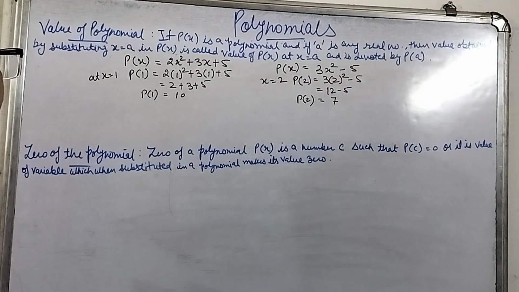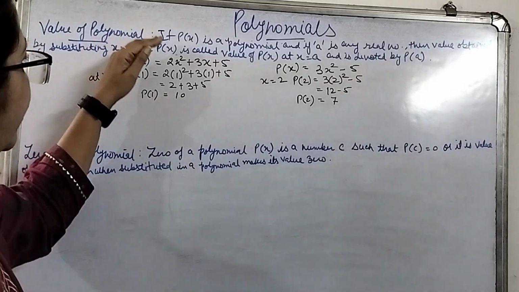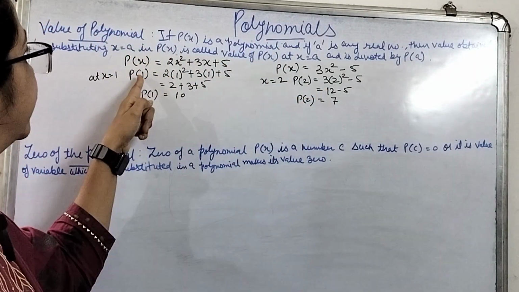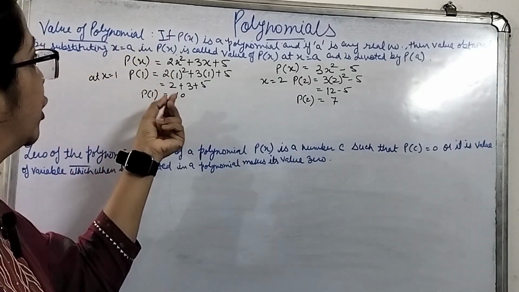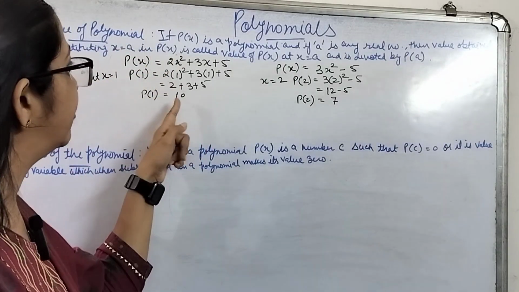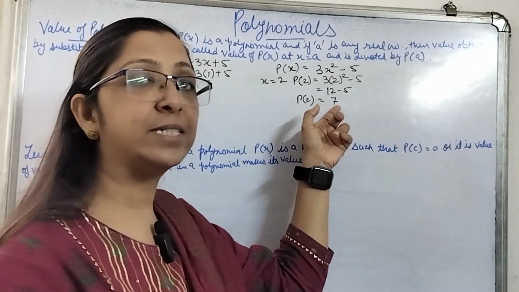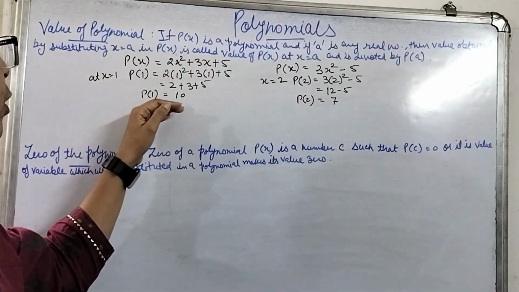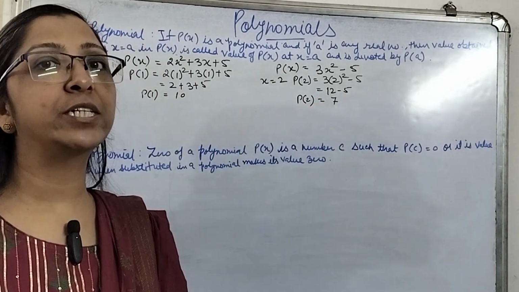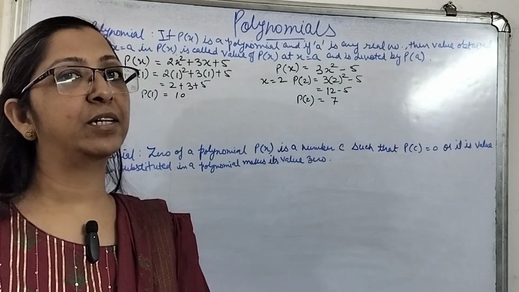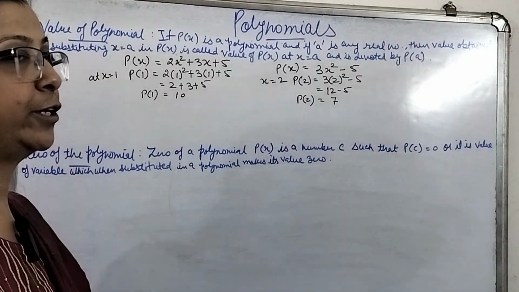Now let's see what is the 0 of the polynomial. Over here we have seen how to find the value of the polynomial. Over here the value was coming equivalent to 10, over here the value was coming equivalent to 7. If the value of the polynomial becomes equivalent to 0 for any real number, then that particular real number is known as the 0 of the polynomial.